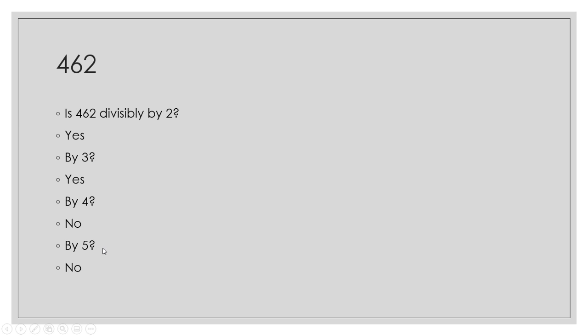So let's look at 462. Is 462 divisible by 2? Yes, it's an even number. It's divisible by 2. By 3? Yes, it is divisible by 3. If you add all the digits together, they make another number that's divisible by 3. By 4? No, it is not. By 5? No, it does not end in 0 or 5.